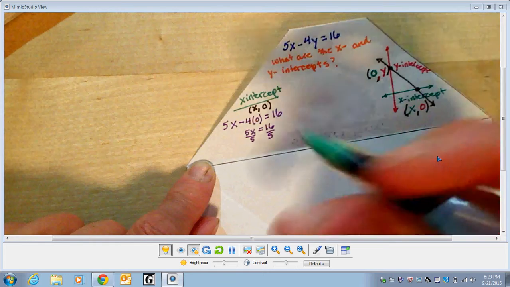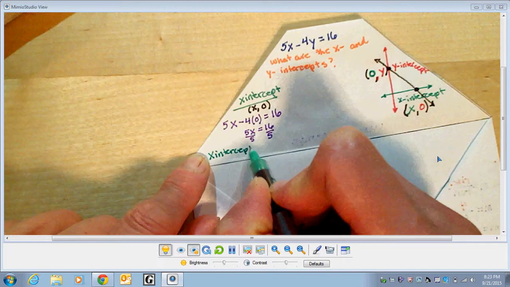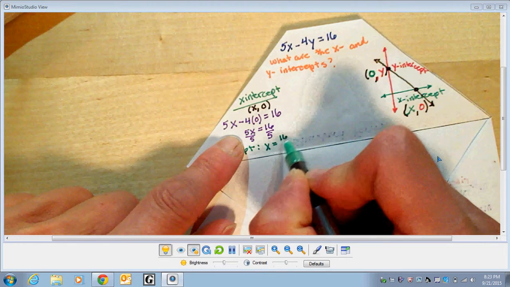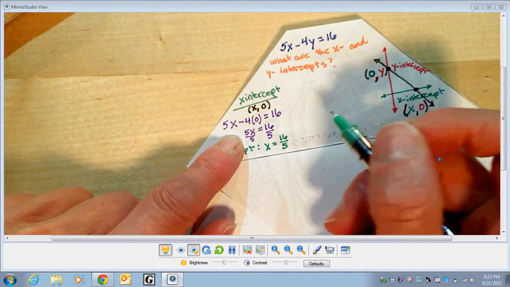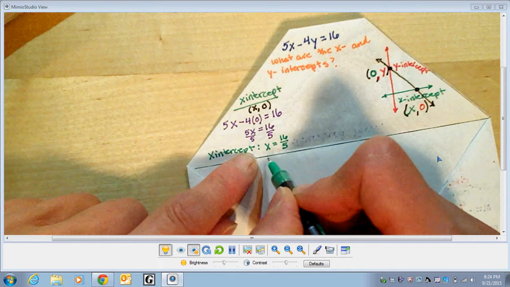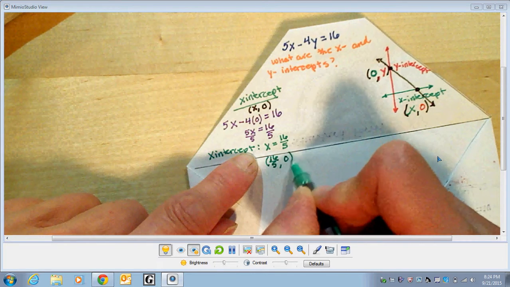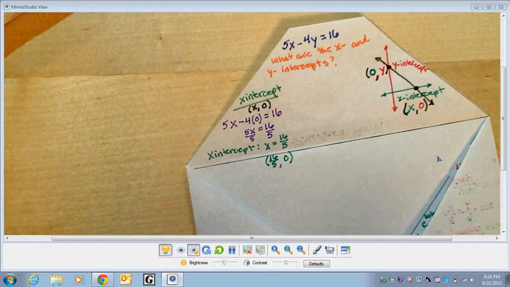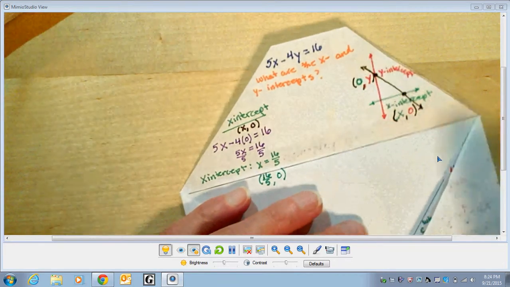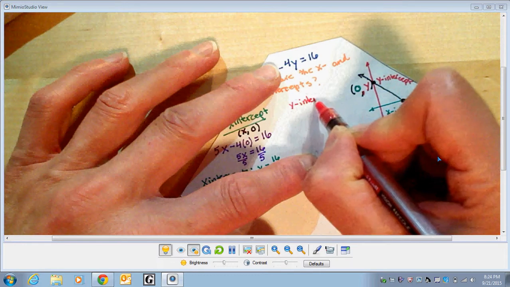I'm going to write it like this. So my x-intercept is where x equals 16/5. Okay? So if I was going to write that as a coordinate, that would be x is 16/5 and y is 0. Okay, so now I want to find my y-intercept. So we'll do that over here. My y-intercept.